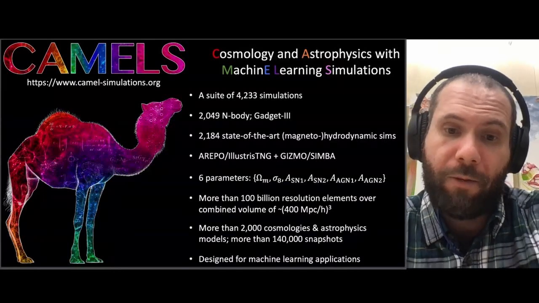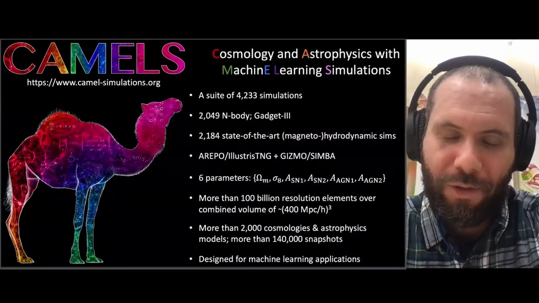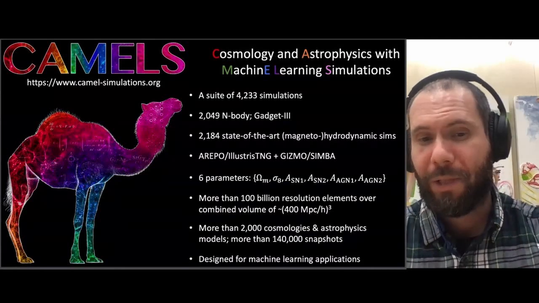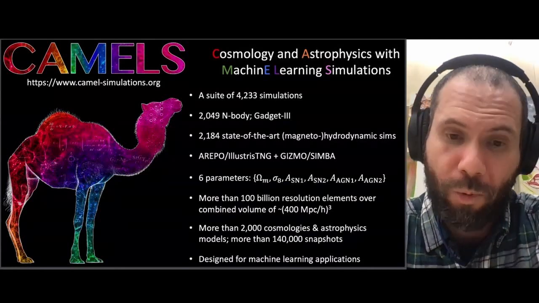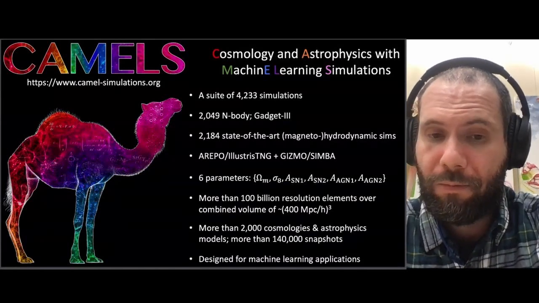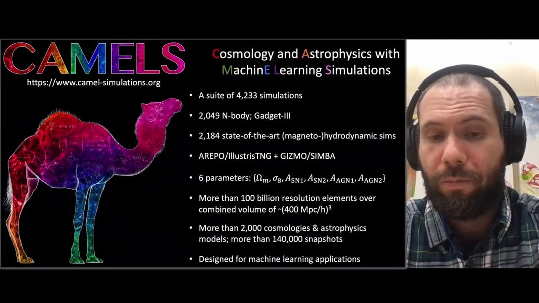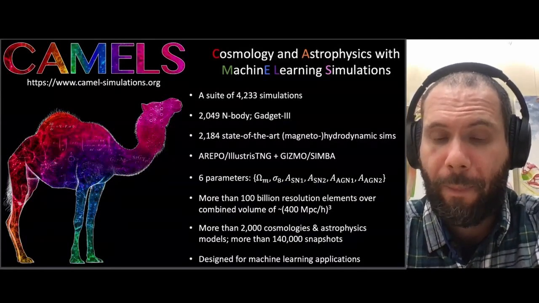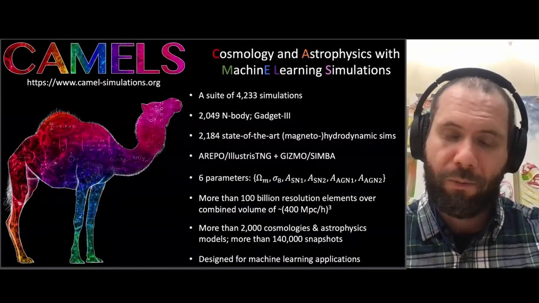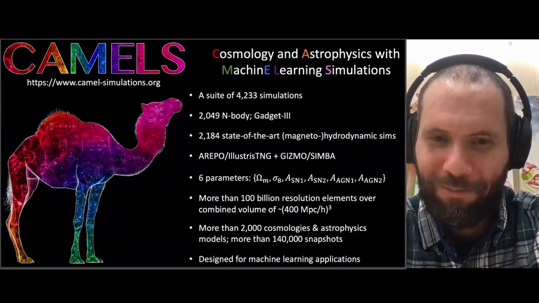So we took these 2 simulations, and what we do is run a lot of simulations varying their parameters. We have 6 parameters that we vary in CAMELS. 2 are cosmological, omega matter and sigma 8, and the other 4 are astrophysical parameters. 2 of them control the efficiency of supernova feedback, and the other 2 control the efficiency of AGN feedback. The idea here is to vary this within a crazy range. There are a lot of simulations in CAMELS that are not realistic at all. Galaxies are very strange there.